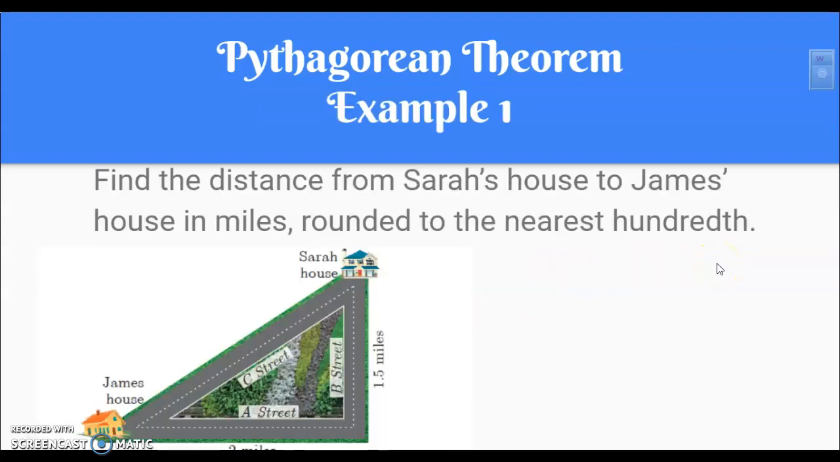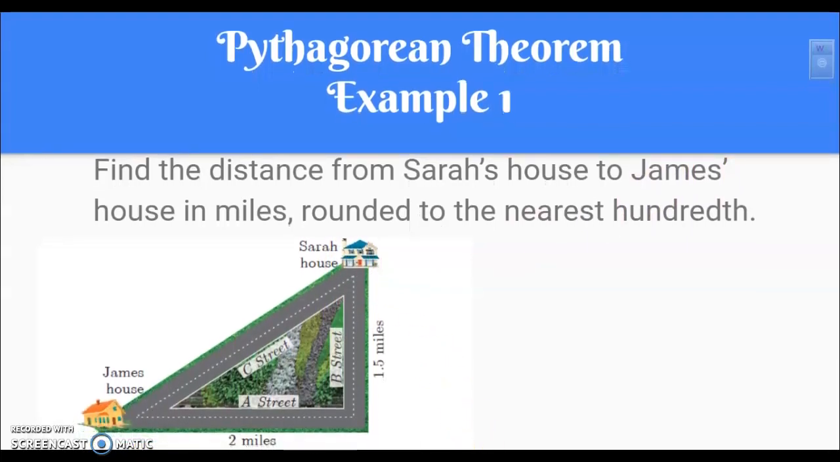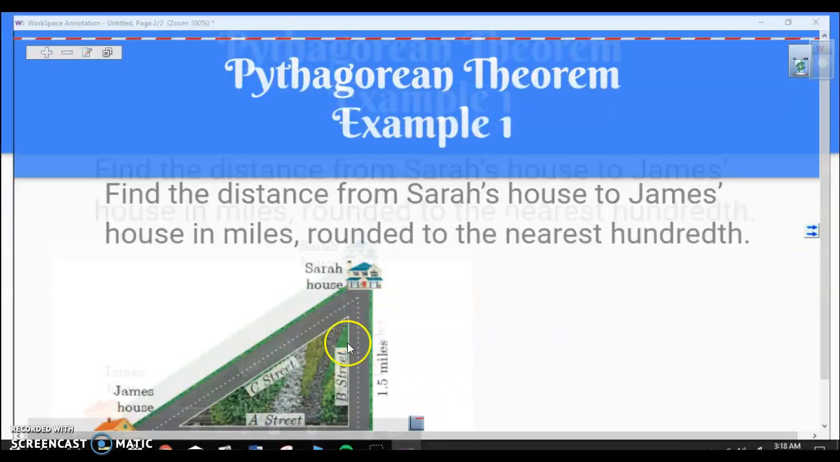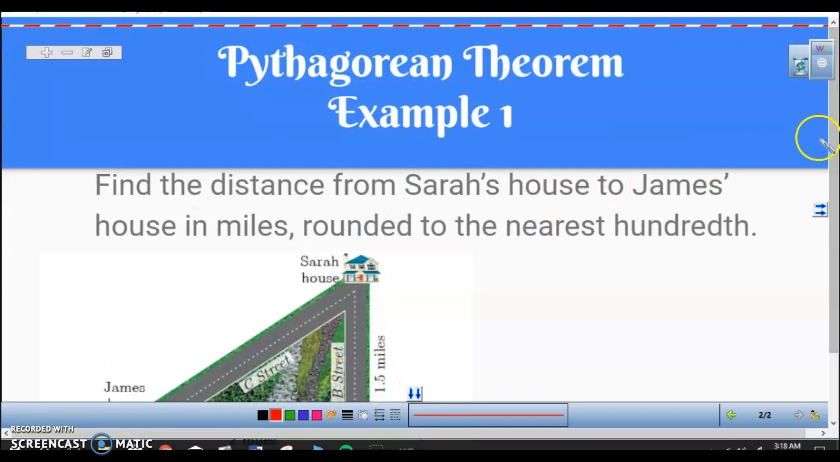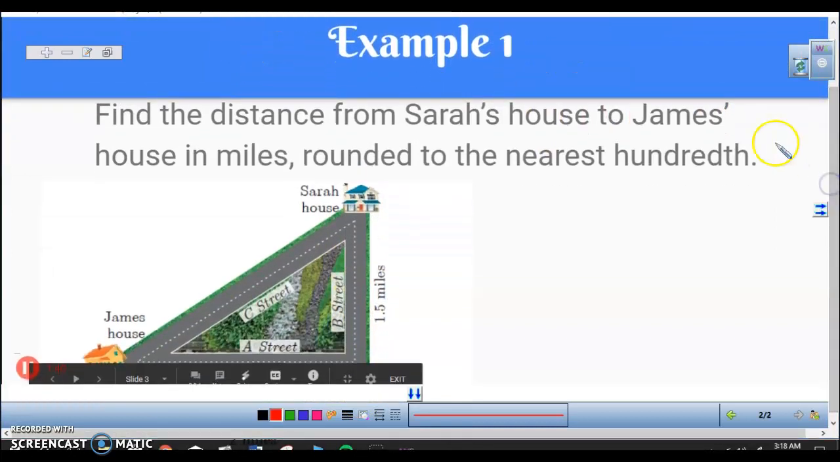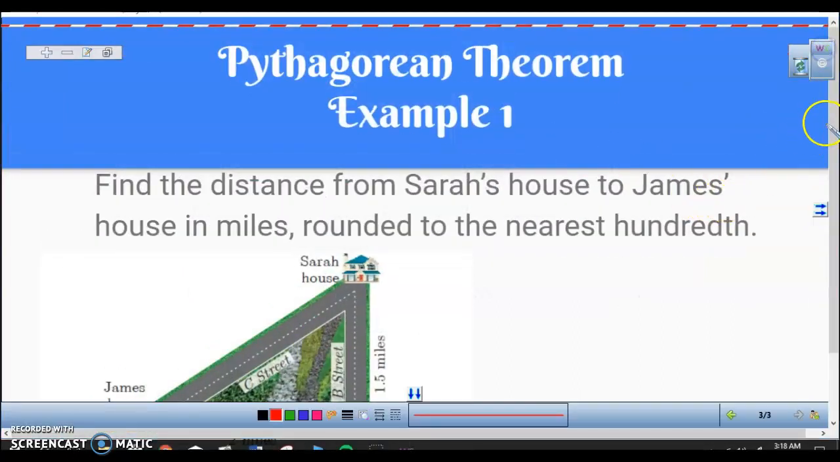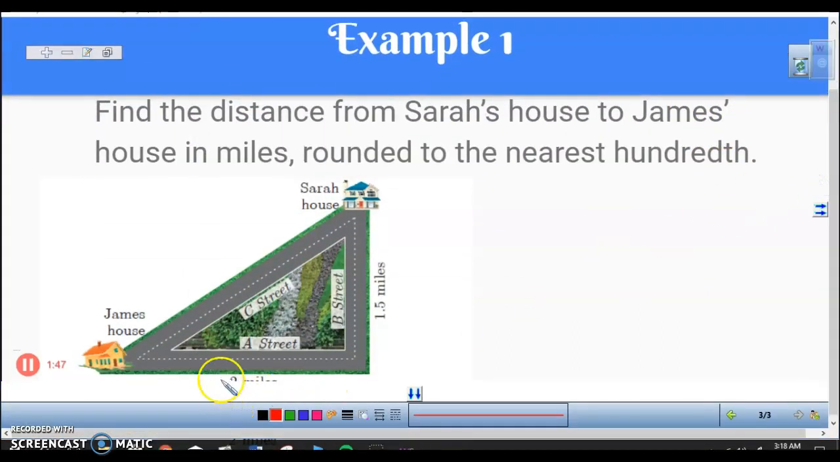So example number 1, find the distance from Sarah's house to James's house in miles, rounded to the nearest hundredth. So we have Sarah's house, we have James's house. So right now I know that I'm given my 2 legs. I'm missing my hypotenuse. I know that because it's directly across from my right angle. Okay, that says 2 miles.